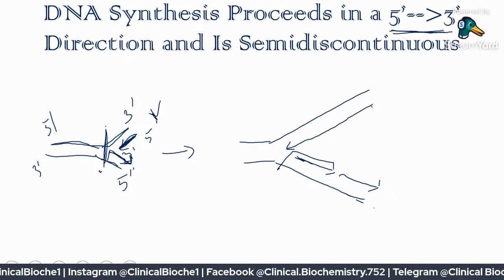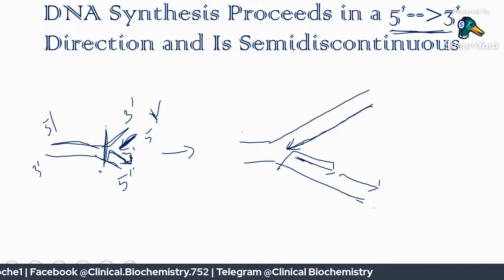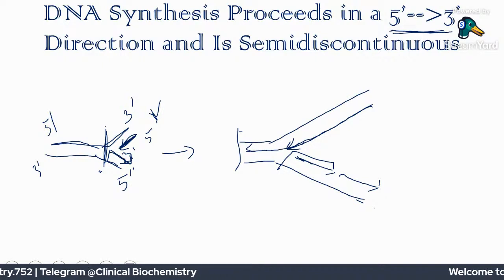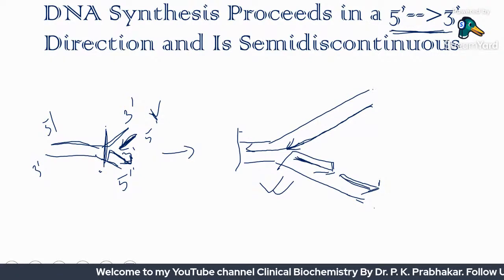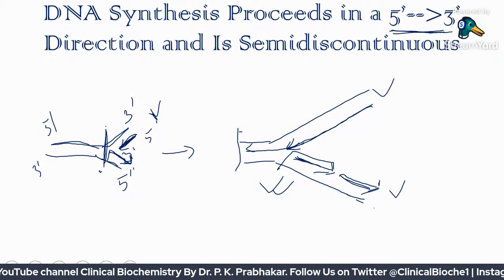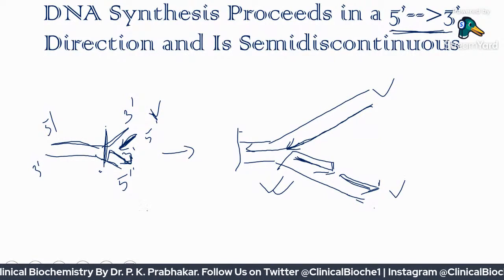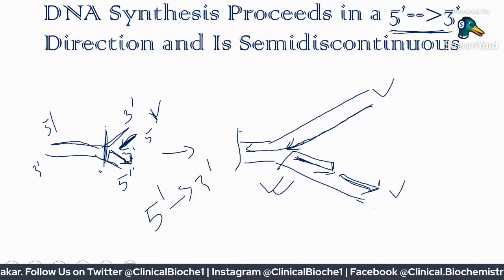So on one strand, you are seeing it go on continuously. As DNA is unwound a little bit more up to here, again this will continuously synthesize. It is not going to stop at all. But on this strand, a small fragment of DNA is going to be synthesized. So this is called the leading strand, and this is called the lagging strand. Why does it need to occur? Because we have to maintain the direction of synthesis in the 5 to 3 prime direction. This is clear?